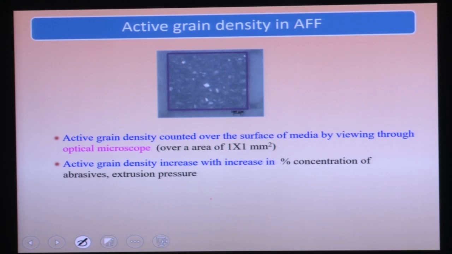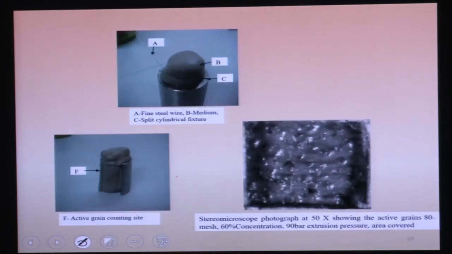Also, by increasing the extrusion pressure, your active grain density can be increased. Here you can see the media. This media can be seen under a microscope. These are the white spots, and these white spots are actually the abrasive particles. It is shown under a 50x optical microscope.